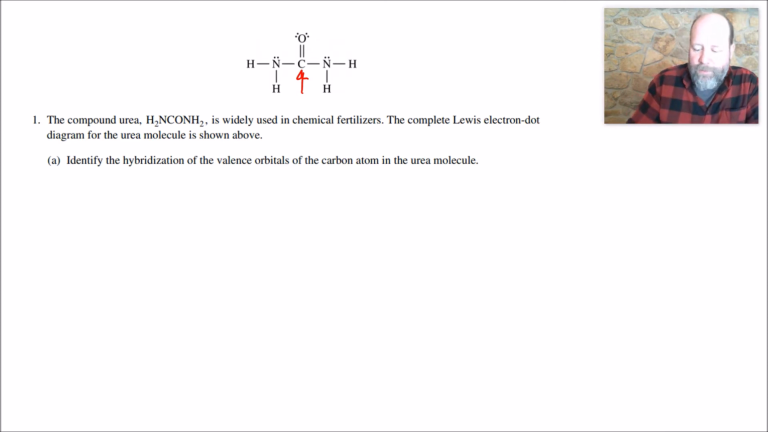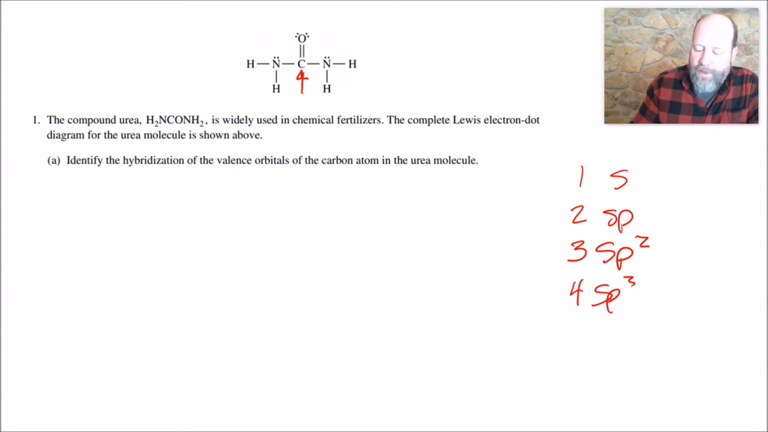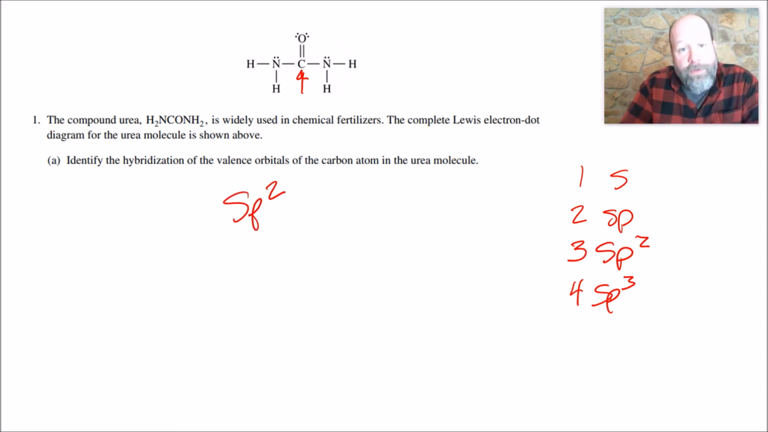And we have a very simple rule, right? If it's one thing on there, it's S. If there's 2 things, it's SP. If there's 3 things, it's SP2. And if there's 4 things, it's SP3. And that's really all you need. The shortcut works perfectly every time. So that carbon has 3 things stuck to it, so the answer here is SP2. All done with that one.